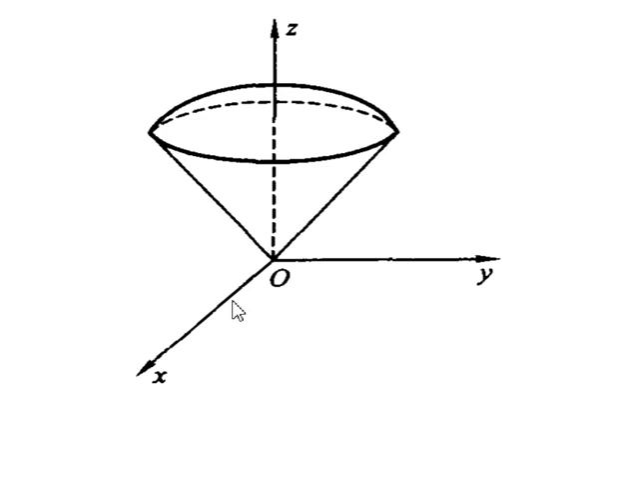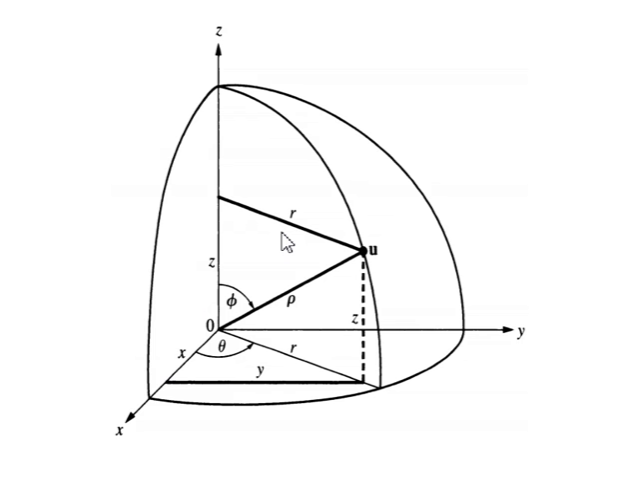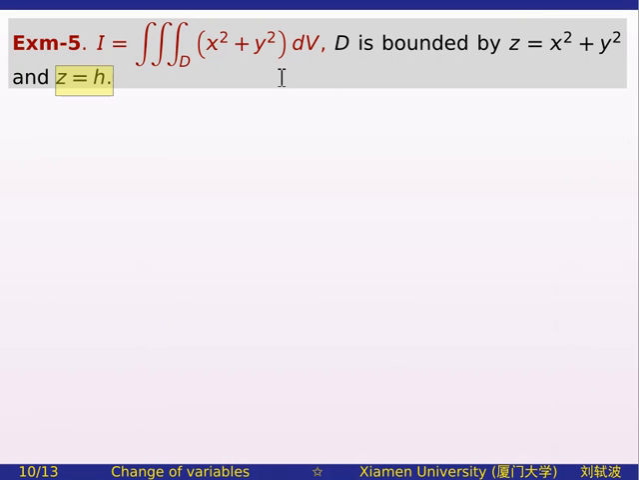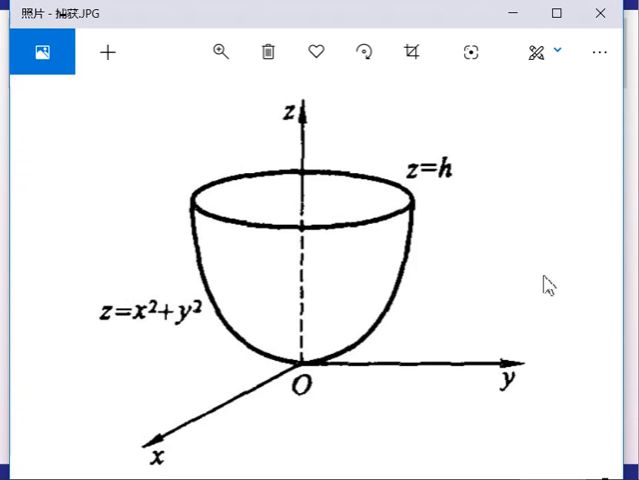Oh, I forgot to add the picture of this domain. Okay, this is the domain. Here the curve is the parabola, and the horizontal z equal to h is the plane. So our domain is of this form.